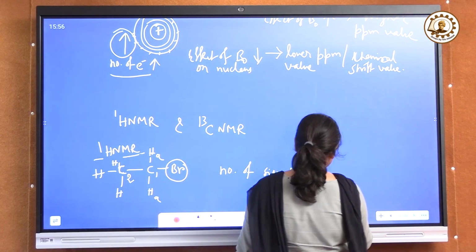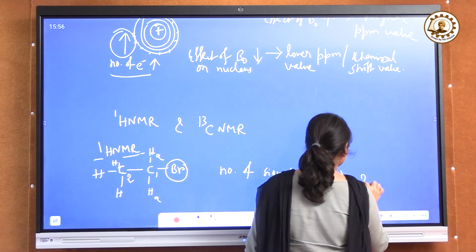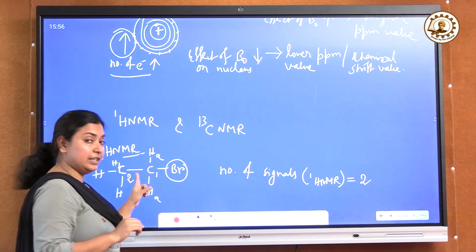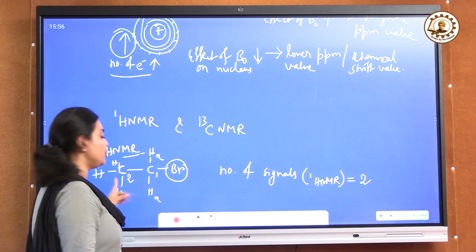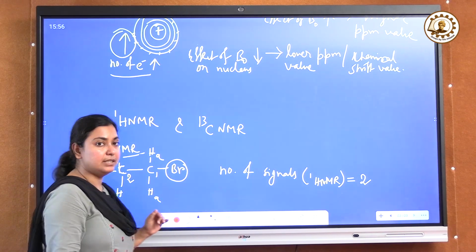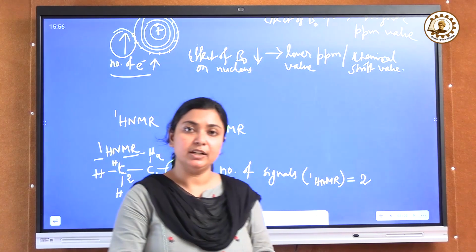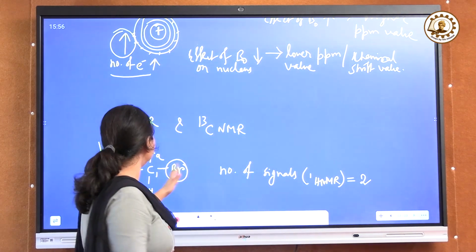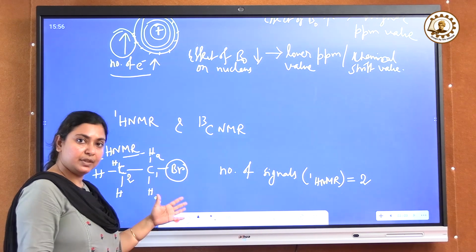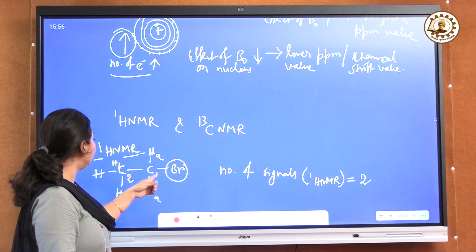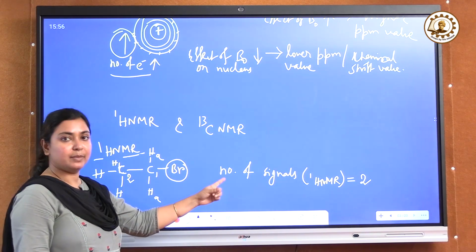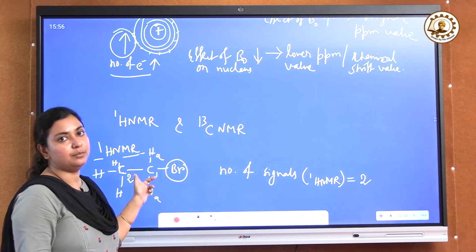So in this particular molecule, the number of proton NMR signals will be 2, because two chemically different types of hydrogen atoms are present in this molecule. That's how you will find the number of signals in proton NMR. If it is carbon NMR, then we have to count the types of carbon. In this example, 2 different types of carbon atoms are present, so the number of carbon NMR signals will be 2.